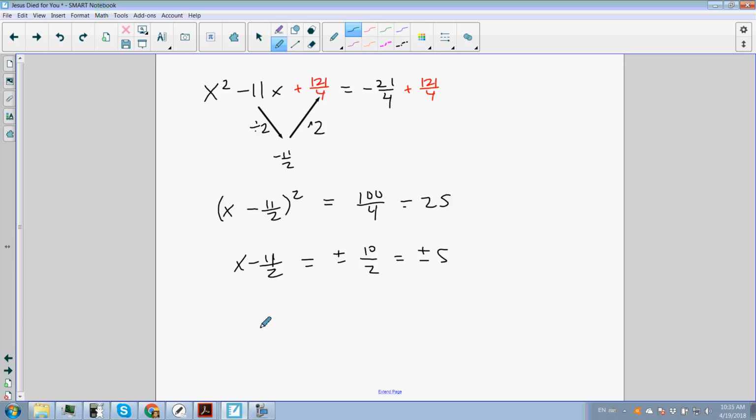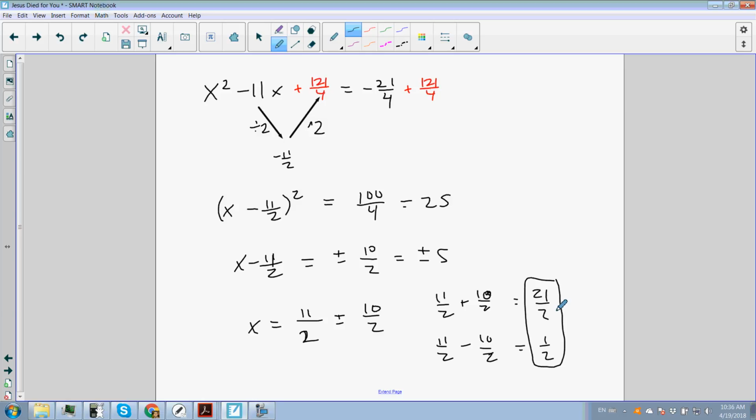So that means we add 11 halves to both sides. But I'm going to leave it as 10 halves because it's going to make it easier. We've got 11 halves plus or minus 10 halves, 11 halves plus 10 halves, 11 halves minus 10 halves. 11 halves plus 10 halves is 21 halves, and 11 halves minus 10 halves is 1 half. So these are your two solutions, 21 halves, that's 10 and a half, and 1 half. That was pretty tough.